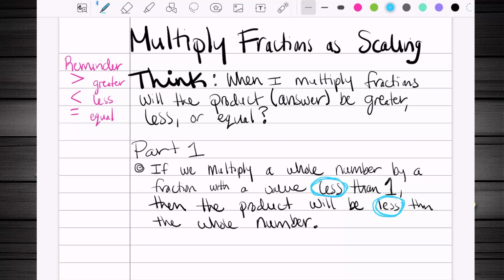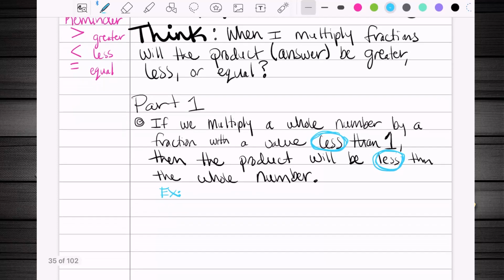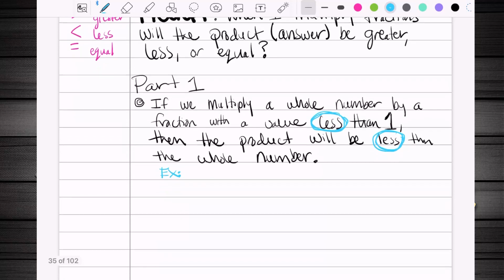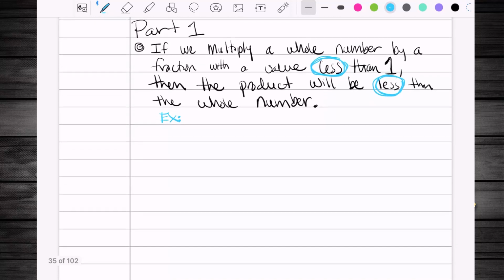So let's take a look at an example. We're going to multiply 5 and 2/3. So 5 is our whole number, and 2/3 is our fraction that is less than 1. Whenever the numerator is less than the denominator, the value of the fraction is less than 1. So 5 times 2/3, and we're going to take a look at what that equals.